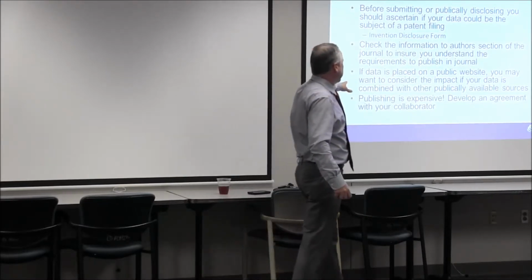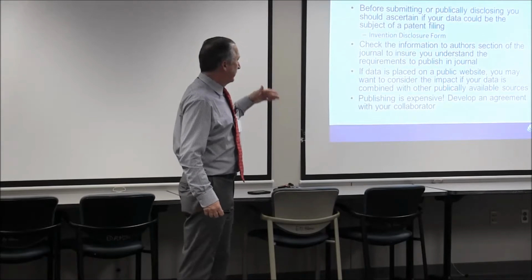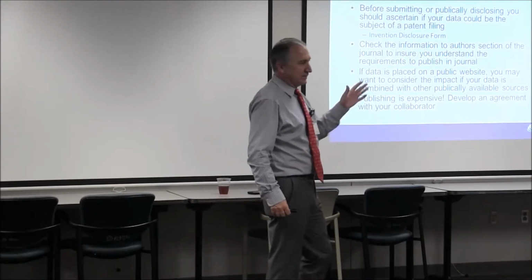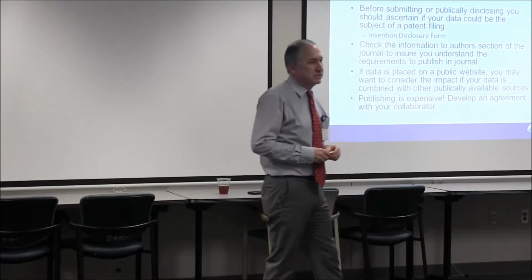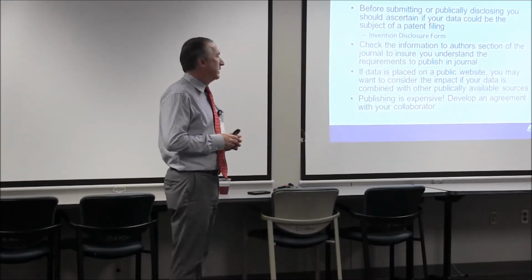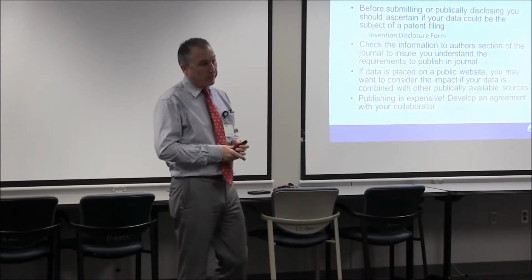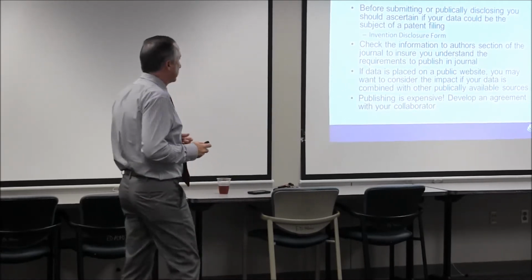This is a big one here. If your data is placed on a public website, you want to consider the impact if your data is combined with other publicly available sources, so you can see where things get contaminated and polluted. So just be kind of wise on how you do things. Generally, if you're publishing in a reputable journal, you really don't have this problem, right?